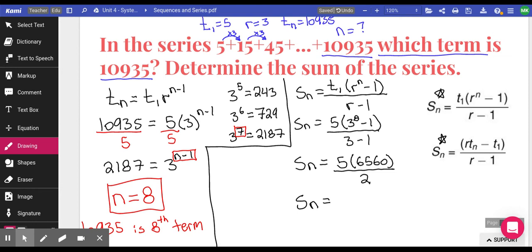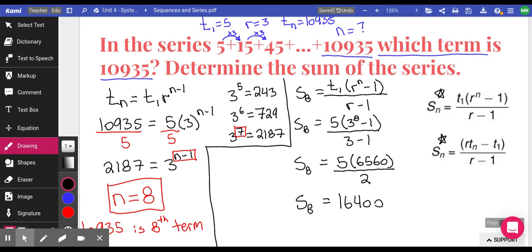Now we can calculate the whole thing. So 5 times that. 5 times 6,560, and then divided by 2. You get the sum of the first 8 terms, which I guess I could have been putting 8 here instead of n. My apologies. Sum of the first 8 terms equals 16,400.